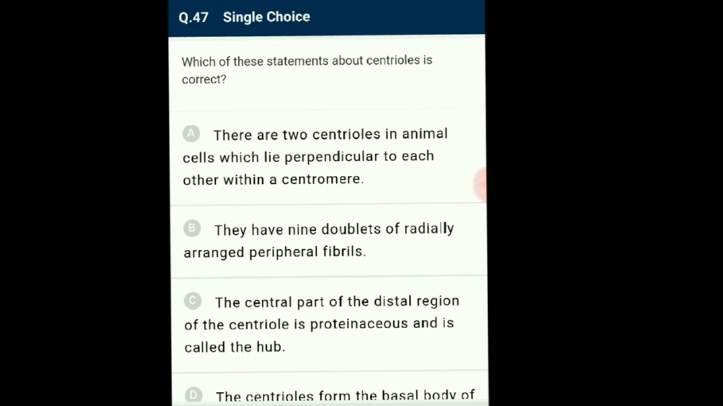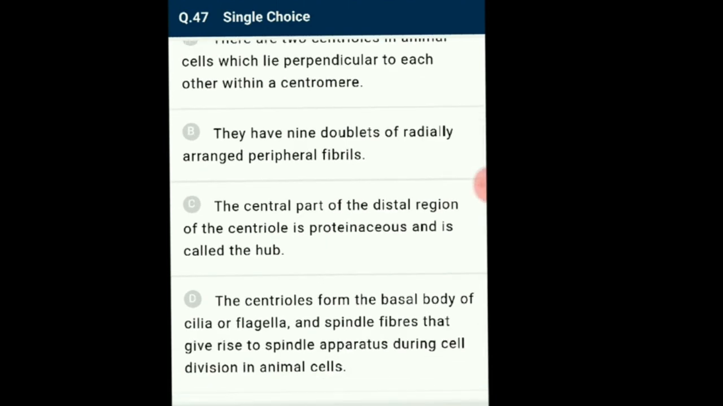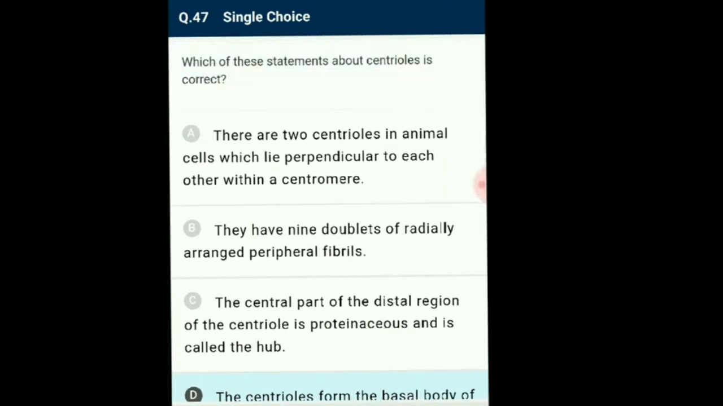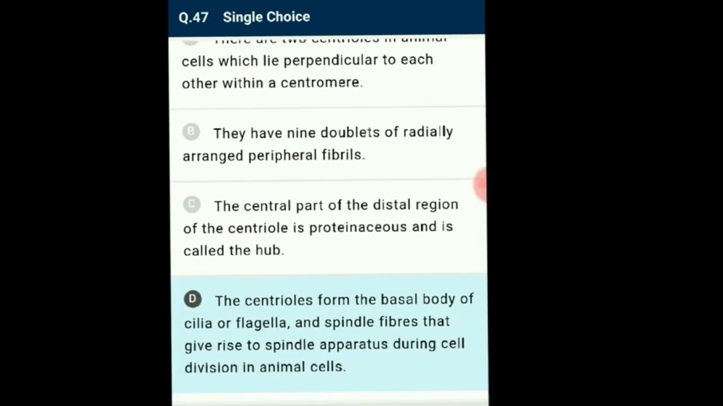The centrioles form the basal body of cilia or flagella and spindle fibers that give rise to the spindle apparatus during cell division in animal cells. So the answer for this question is option D. The centrioles form the basal body of cilia or flagella, and the spindle fibers give rise to the spindle apparatus during cell division in animal cells. So the correct statement about centriole is option D.